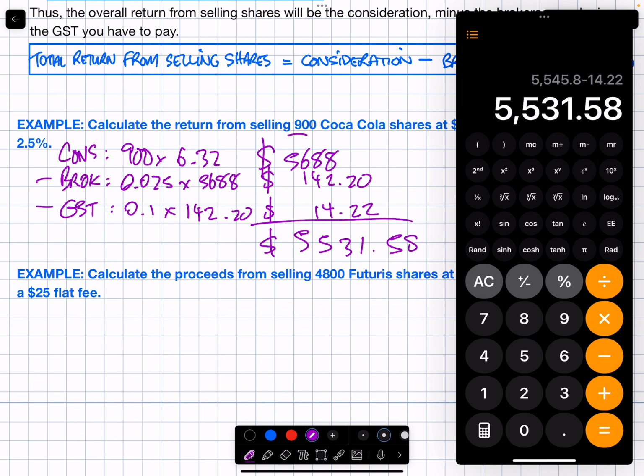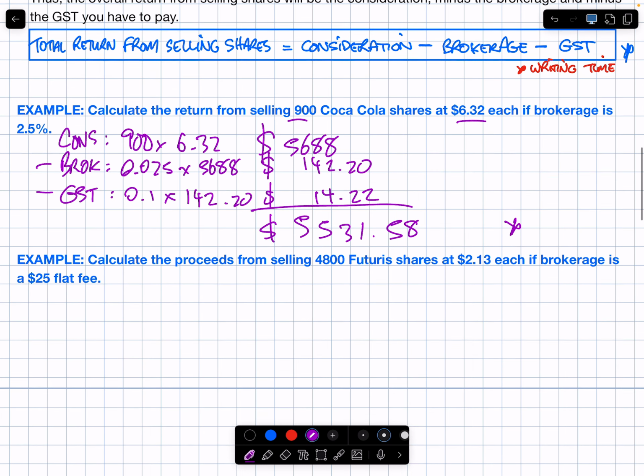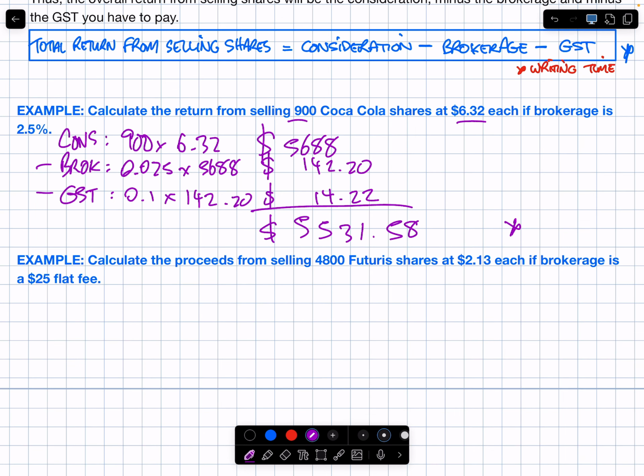So you'll know that you're doing it right because the final answer should be smaller than your consideration. Why is this number smaller than the Coca-Cola shares that I was selling? Because you're subtracting those from consideration. Because I'm paying someone to buy the shares for me, and I'm also paying the government for the 10% service. Right, get that down if you need, and we'll do one more example.